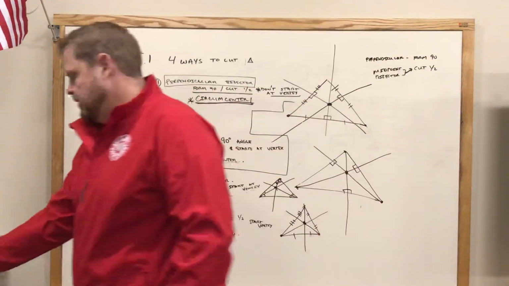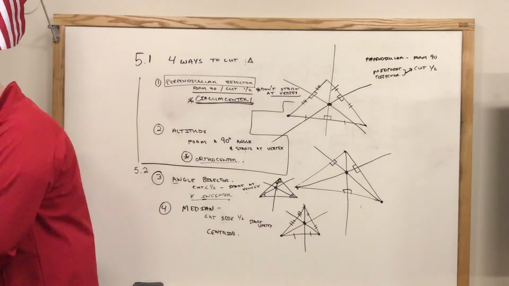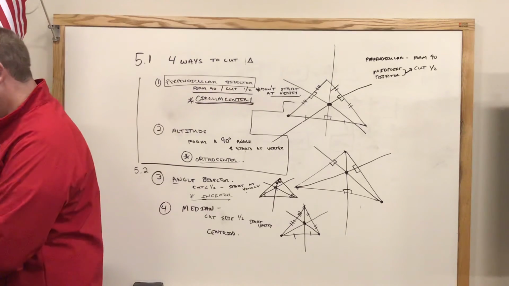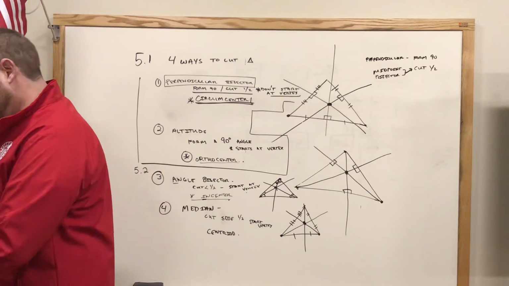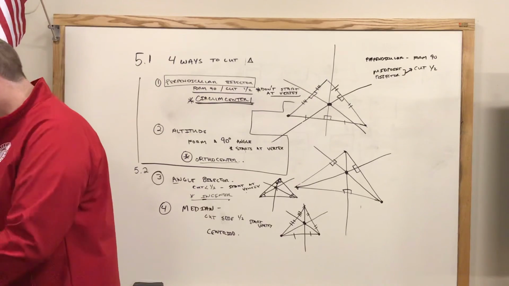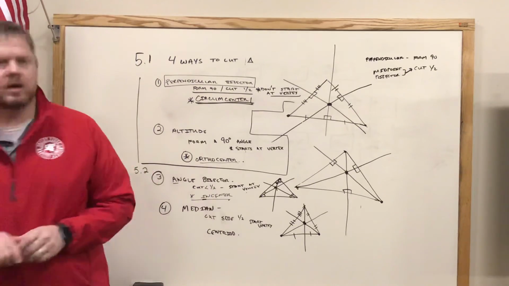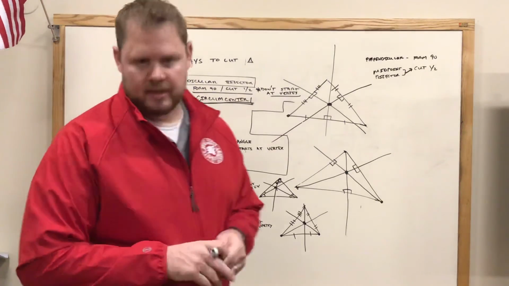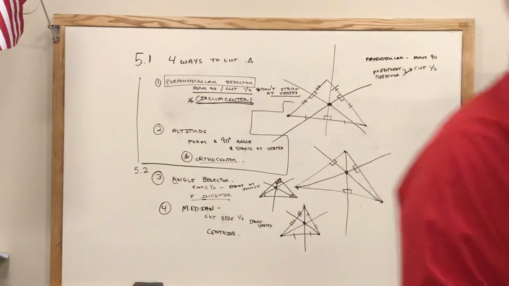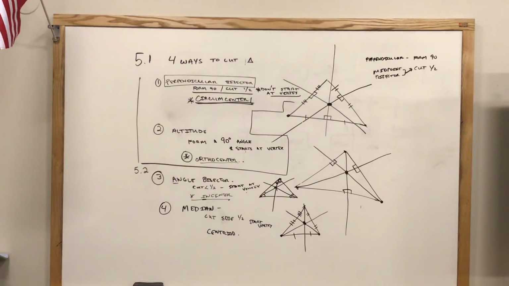Okay? So, that is essentially what you're going to be doing in this lesson. Think through the different things, how it will make it work, and then we will come back and do lesson 5.3 later. Okay? Those are your 4 ways to cut a triangle.